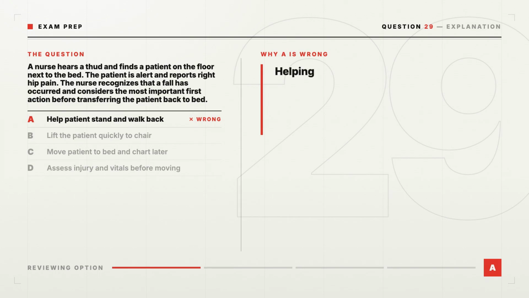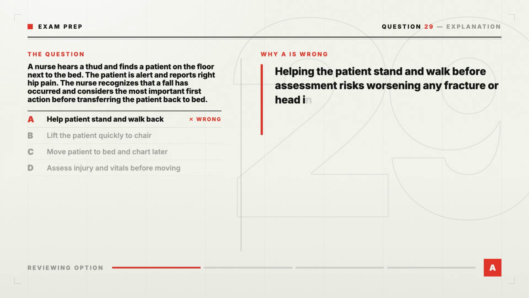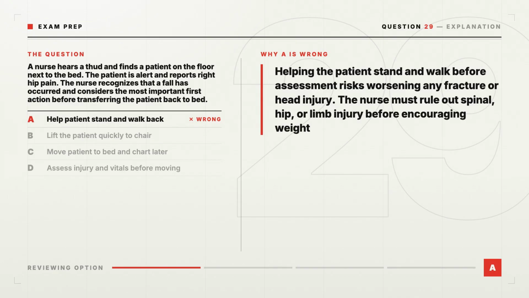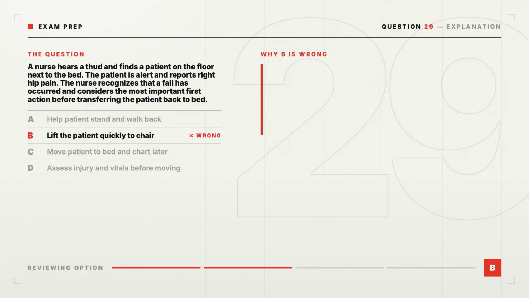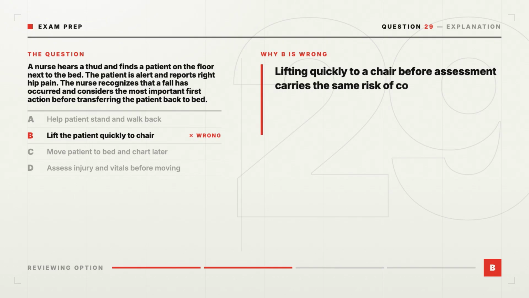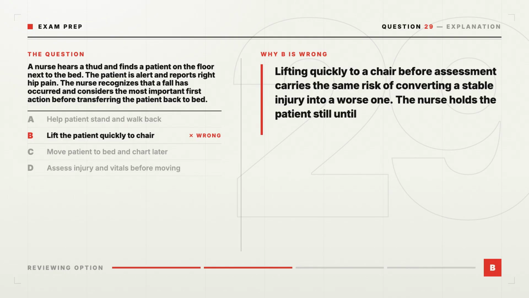A is wrong because helping the patient stand and walk before assessment risks worsening any fracture or head injury. The nurse must rule out spinal, hip, or limb injury before encouraging weight bearing on a possibly fractured limb. B is wrong because lifting quickly to a chair before assessment carries the same risk of converting a stable injury into a worse one. The nurse holds the patient still until injury status is clear and safe.